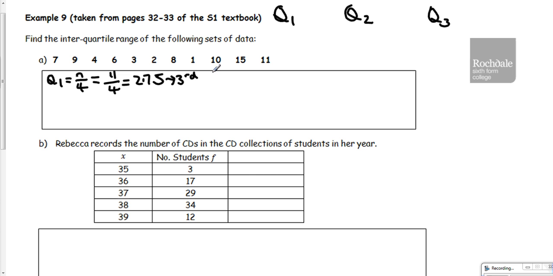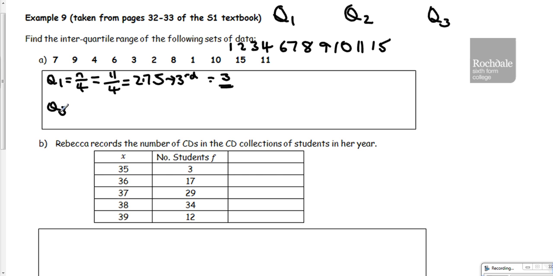Now, I need to write these numbers in order to make sure that I pick the correct one. So I'll write them in order up here. I think we have 1, 2, 3, and 4. There isn't a 5, 6, 7, 8, 9, 10, 11, and 15. So the third value, in this case, coincidentally, is 3.